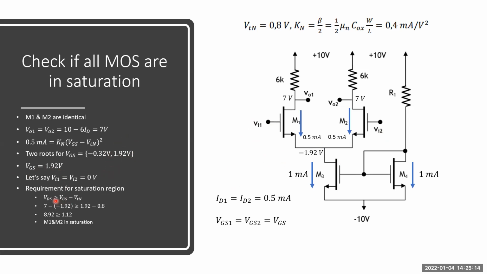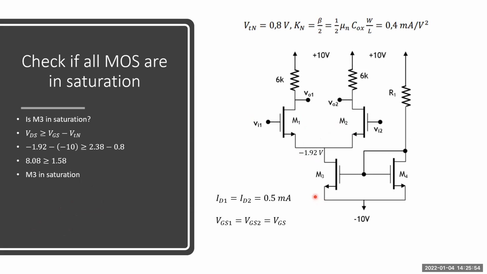Then what is the requirement for saturation region? VDS must be greater than VGS minus VT, where VT is the threshold voltage. The drain voltage is 7 volt, and the source voltage is minus 1.92 volt here. And what is the VGS value? VGS is 1.92 minus 0.8 volt. It shows that 8.92 is greater than 1.12. It's correct, right? Then it means that M1 and M2 operate in saturation region.